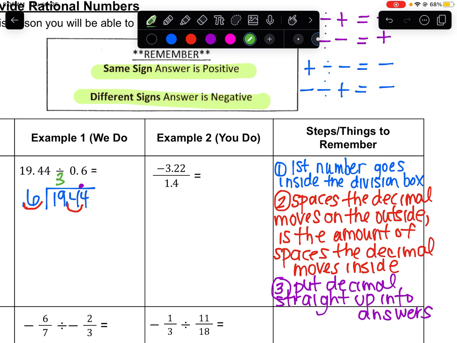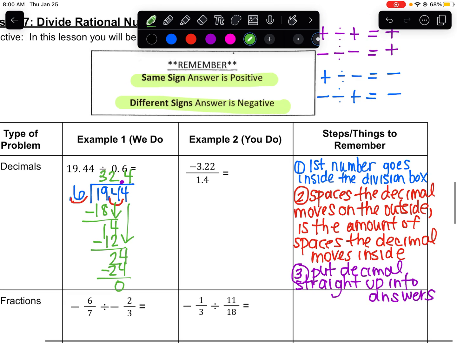6 goes into 19 3 times, which is 18. We have 1 left over, and we bring down our 4. 6 goes into 14 twice, which is 12. And we bring down a 2. And then a 4. So 6 goes into 24 4 times. And it's really important we place that decimal in the right spot so we get the right answer. Since these were both positive numbers, we get a positive answer.